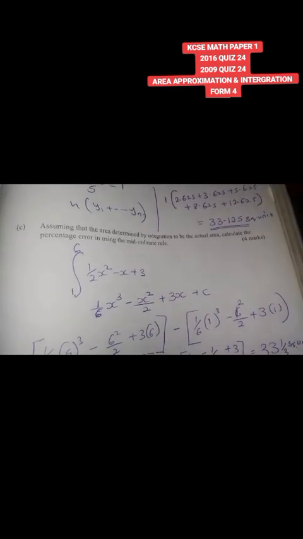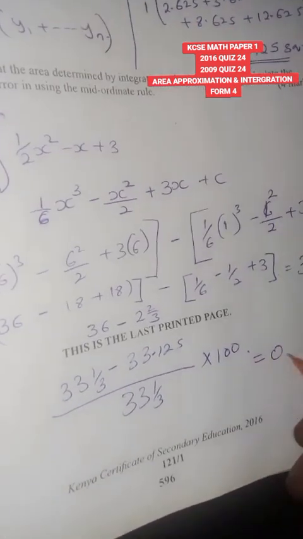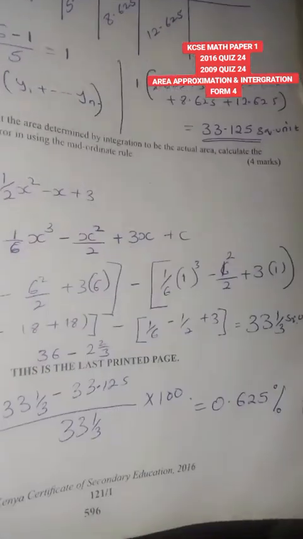So if this one is the actual, to find the percentage error, we take the actual area, 33 1/3, minus what we got from the mid-ordinate, 33.125, over the actual, then multiply this by 100. That is how we find percentage error. Therefore, we get that the percentage error there is 0.625% in the area estimation.